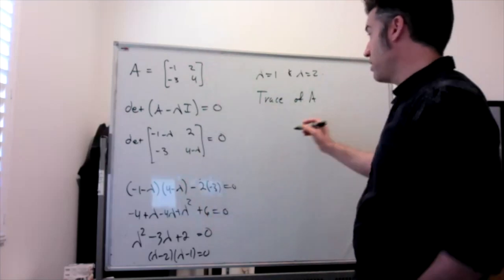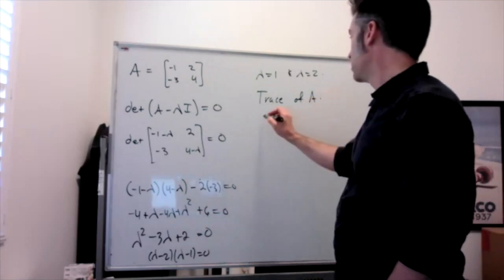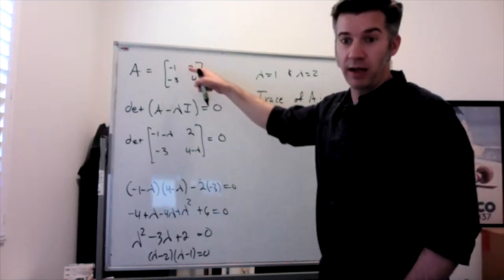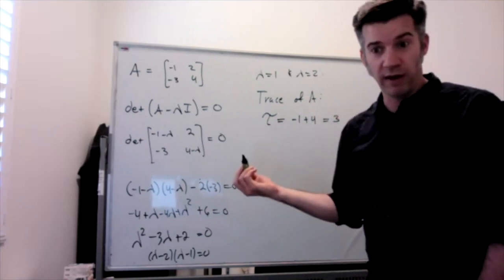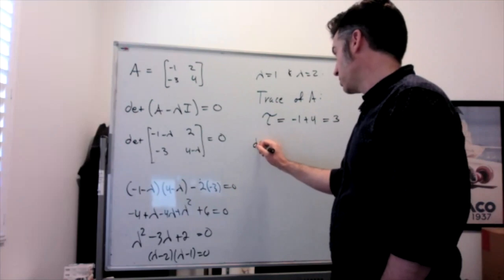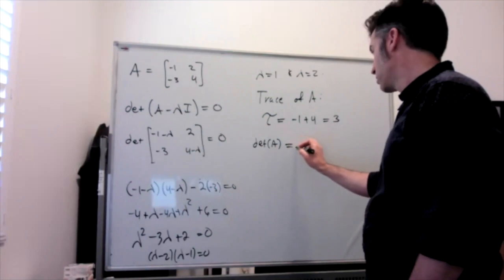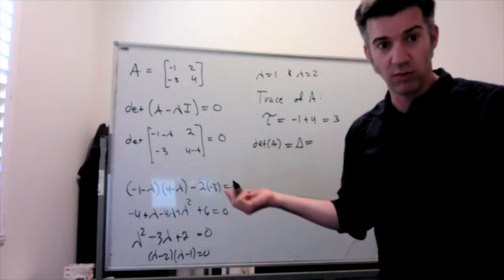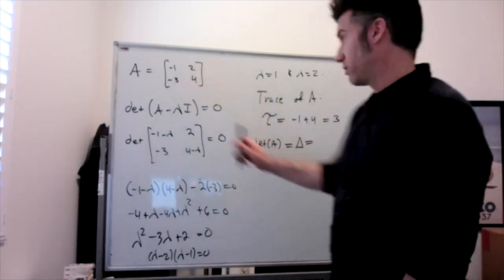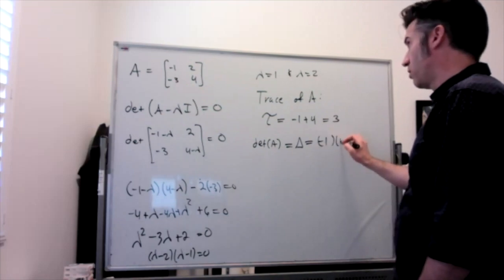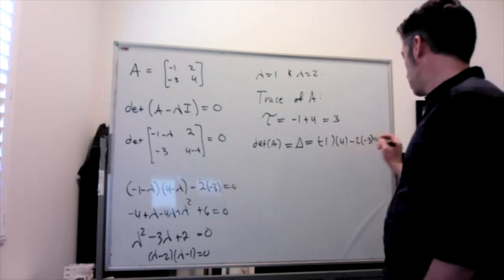So the trace of A, which we usually use the Greek letter tau for, it's just the sum of -1 and 4. And the determinant of A, which I know you guys know, which we often use the capital letter delta for. These are the symbols that are used in your book. We know how to define the determinant of a matrix. It's -1 times 4 minus 2 times -3. That's going to be -4 plus 6, which is 2.